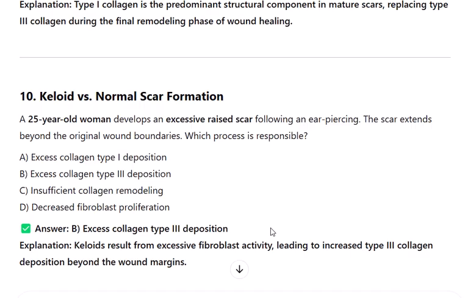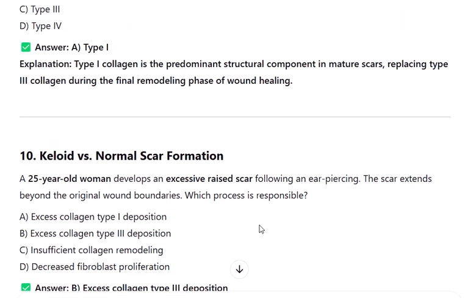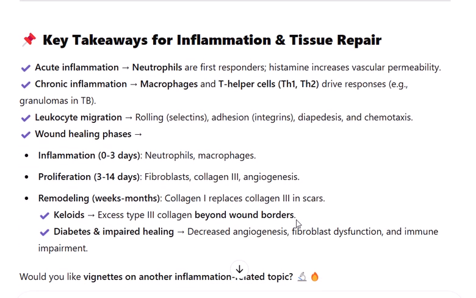Key takeaways for inflammation and tissue repair. Acute inflammation: neutrophils are first responders. Histamine increases vascular permeability. Chronic inflammation: macrophages and T-helper cells, Th1, Th2, drive responses, e.g. granulomas in TB. Leukocyte migration: rolling, selectins, adhesion, integrins, diapedesis, and chemotaxis.